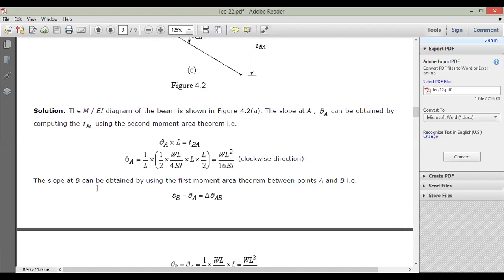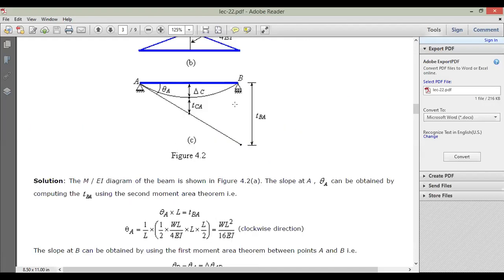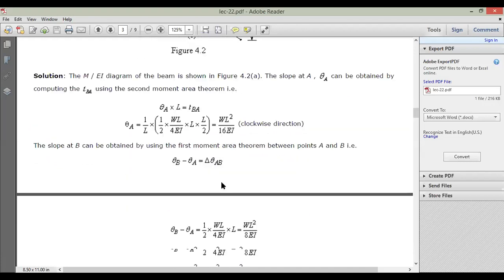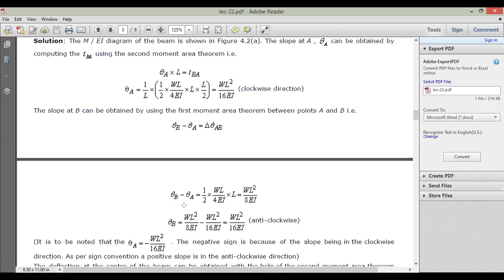The slope at B can be obtained by using the first moment area theorem between point A and B. So we have got moments at A and B, and then these are clubbed together. So this way we have found theta B minus theta A, 1 by B into WL by 4 EI into 10 WL square by 8 EI. So this was the theta A deflection.